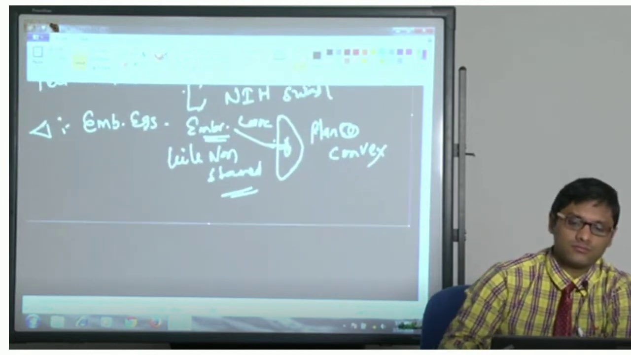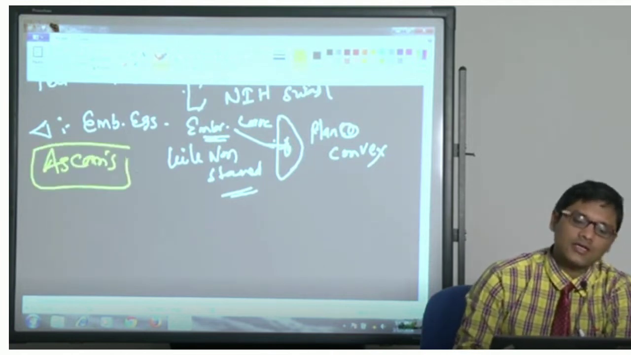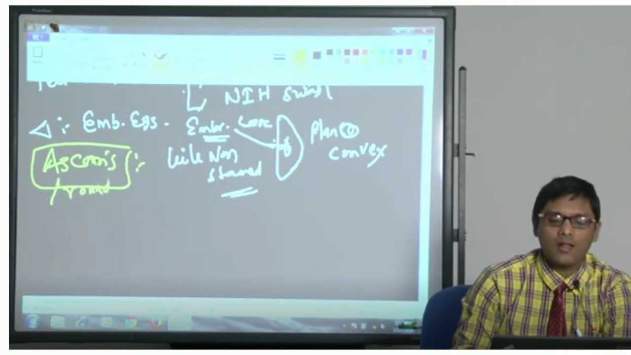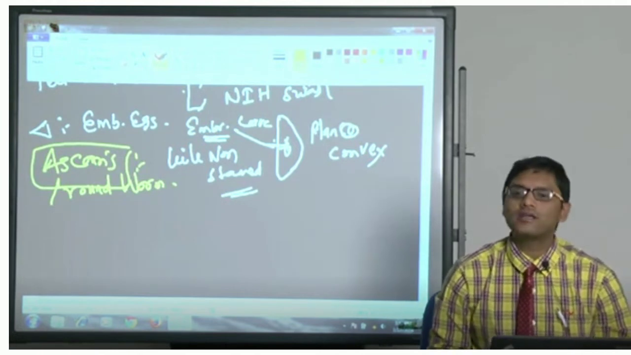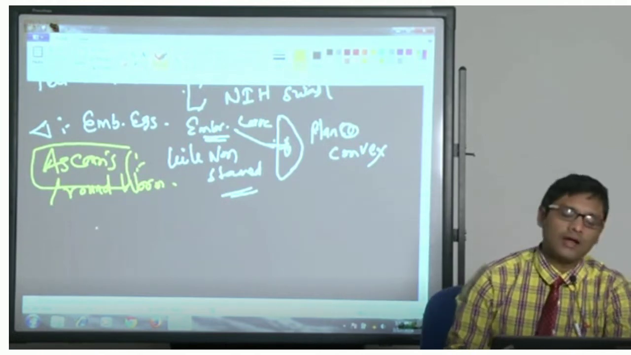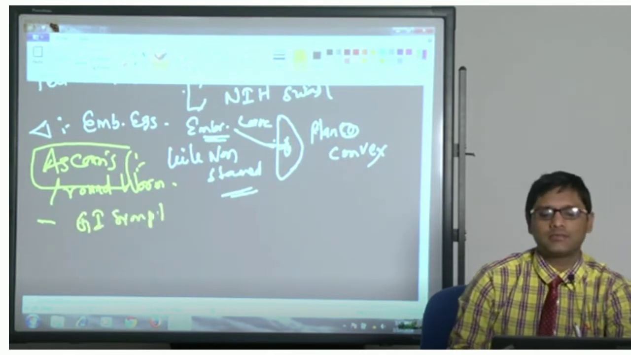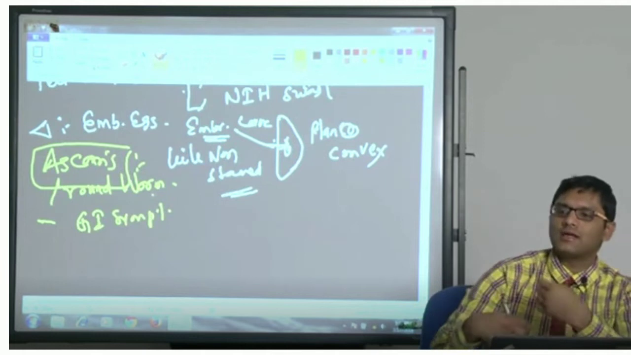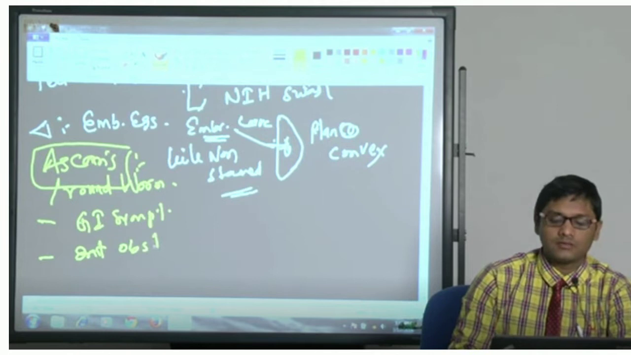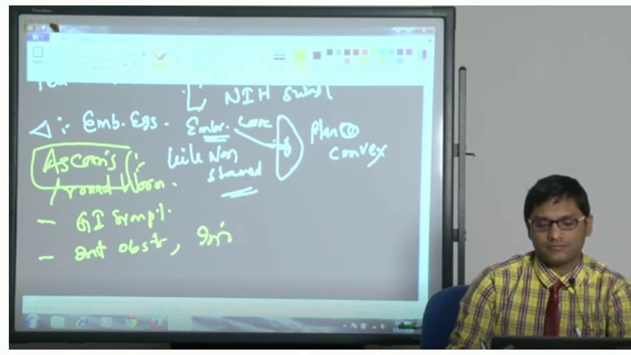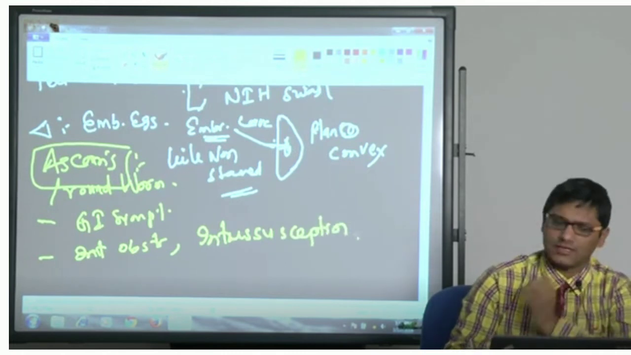Ascaris, also called roundworm, is one of the longest worms infecting man. It is so long that, apart from non-specific GI symptoms, because of the length it can twist and cause intestinal obstruction, sometimes even intussusception. All these are specific complications seen in Ascaris.